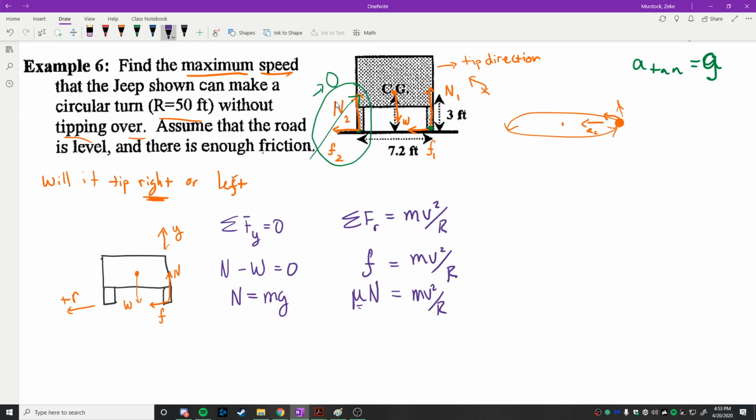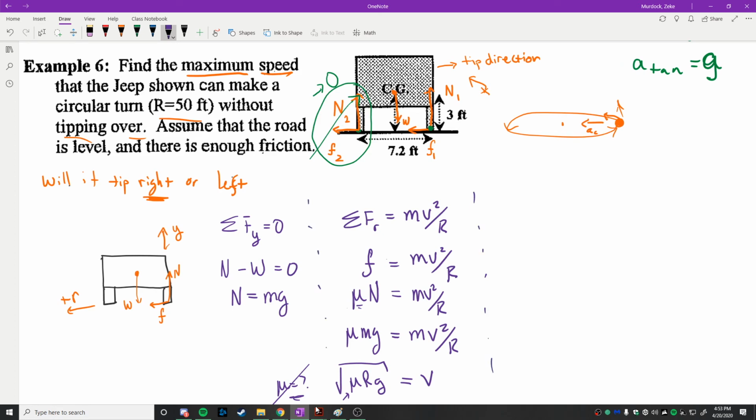We could replace the mu here and end up with mu times mg equal to mv squared over r. The m's cancel, and we get velocity equal to the square root of mu times r times g. But we weren't given this value. We don't know what mu is, so this isn't going to help us. We need another equation.